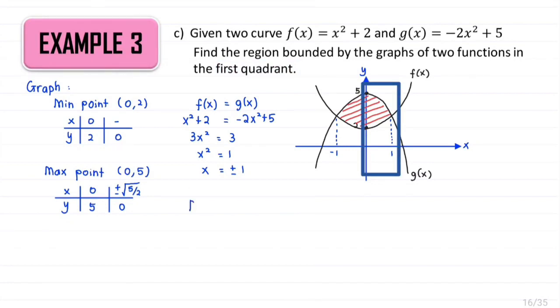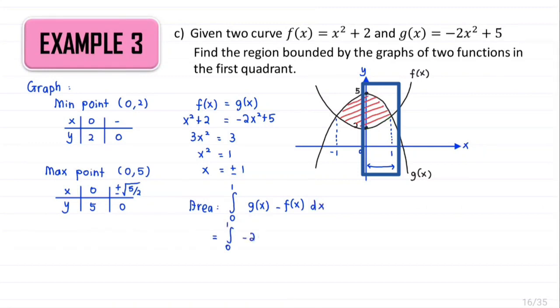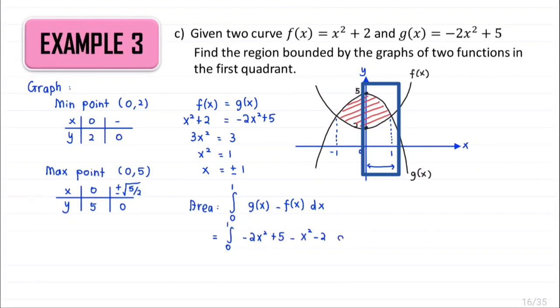To find the area, we integrate from 0 to 1, since we want the first quadrant only. So 0 until 1. Above minus below. Above is g(x) and below is f(x). So g(x) minus f(x). Then we substitute. g(x) is negative 2x squared plus 5. We minus f(x), x squared plus 2, dx.